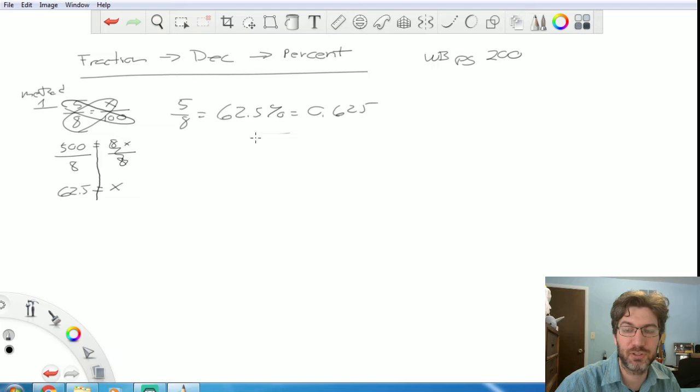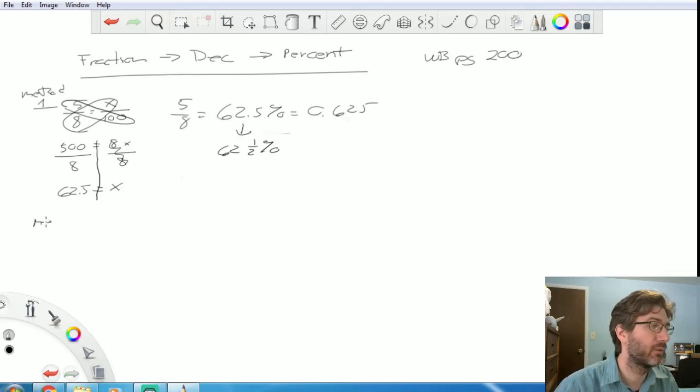A fractional percent is just a percent with a fraction. You could write this as a fractional percent. Right, this here is the same thing as 62.5%. This is what the book means by a fractional percent, which again, I don't know why you would choose this over this, but maybe you would. Just so you know, they are the same thing.